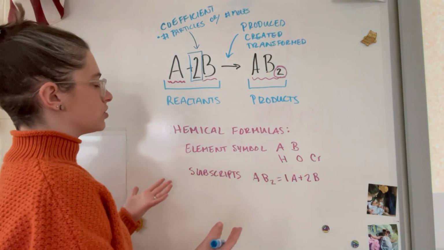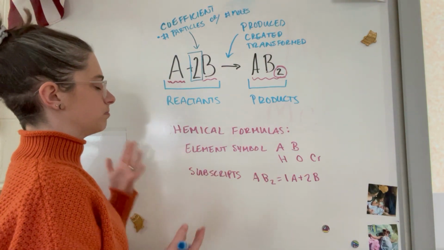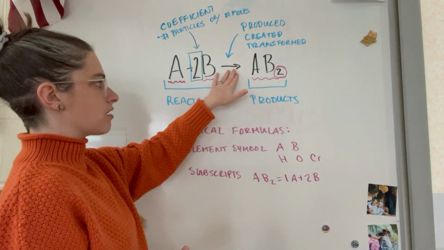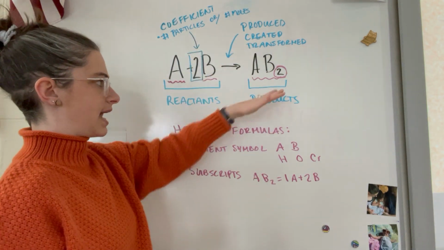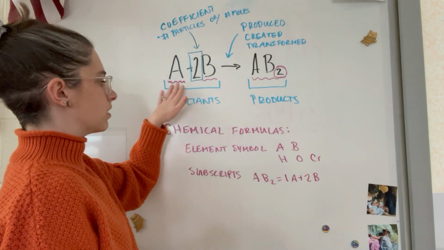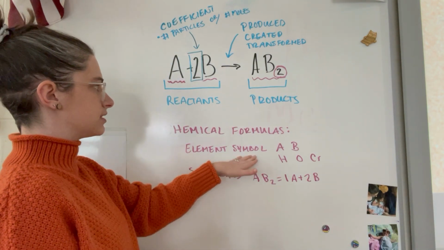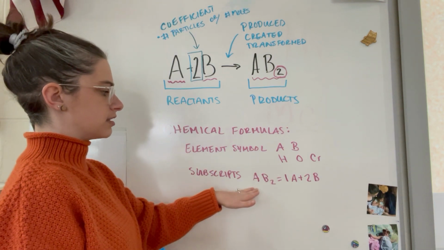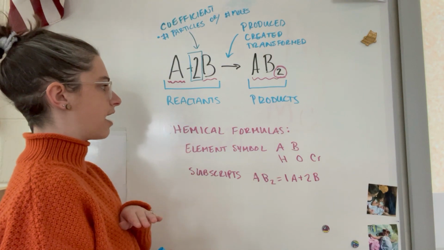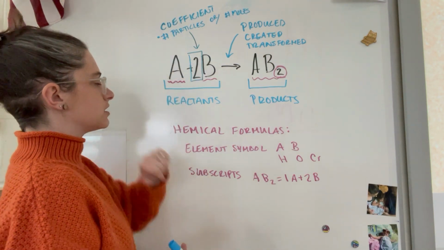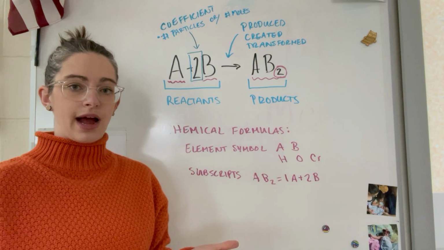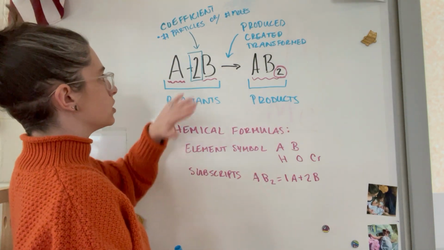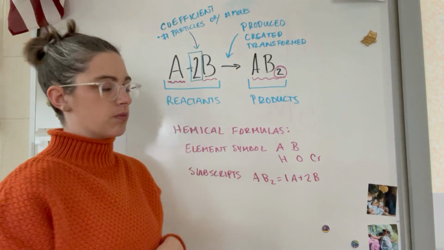So if we go back to our reaction equation, we've got our reactants on the left, our products on the right. Our arrow is the action of the reaction occurring. We've got our chemical formulas, which are made up of element symbols and subscripts if needed. Our subscripts tell us how many of each type of element we have. And then we use coefficients to balance our chemical reaction equations, which we're going to talk about later. And our coefficients tell us number of particles or number of moles.